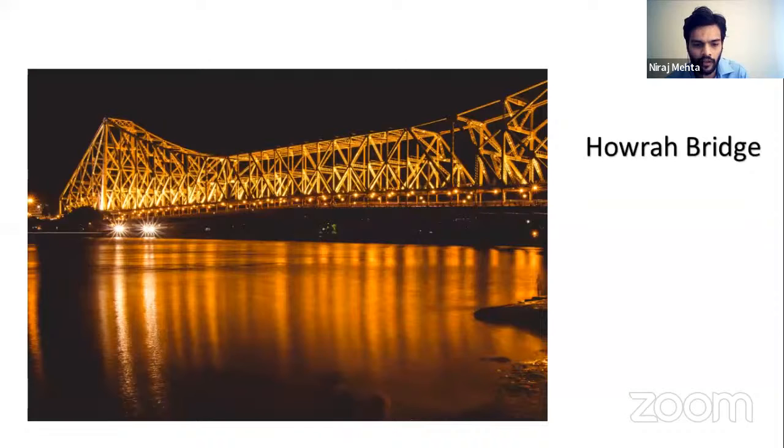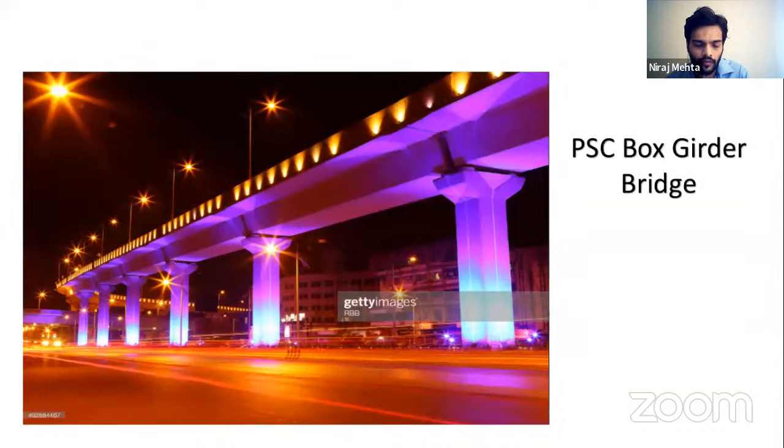This is the famous Howrah Bridge, which is a steel structure. Then this is a PSC box girder bridge.